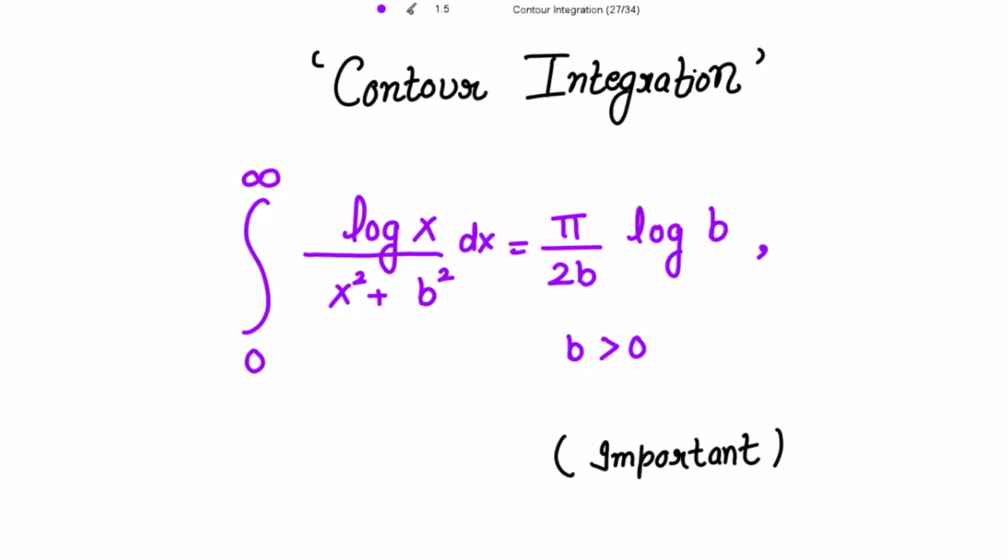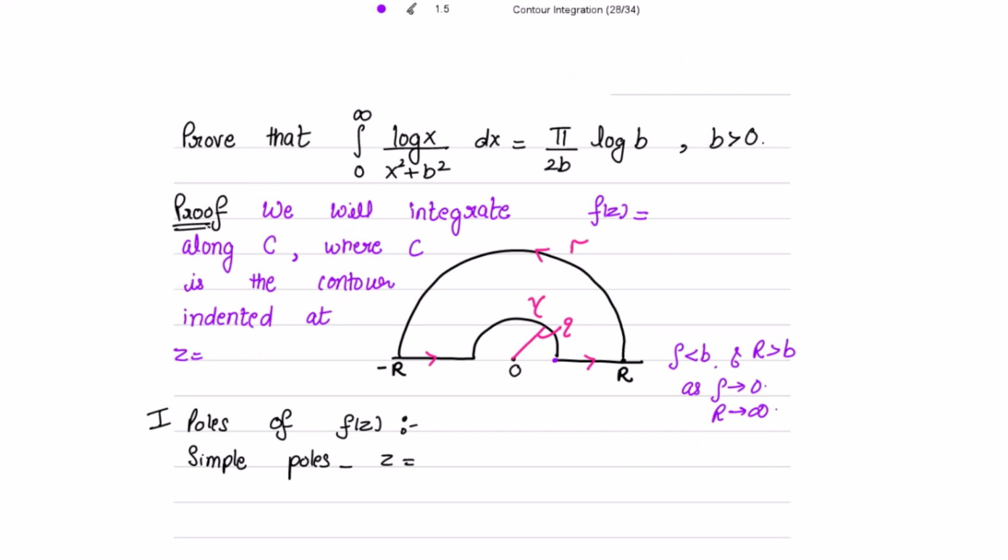Contour integration. The integral from 0 to infinity of log of x over x square plus b square dx is equal to pi over 2b log of b, where b is strictly positive. This we have to prove, and this is a very important integral. So to solve this integral, we will integrate f(z) equal to, okay, what is our f(z)?